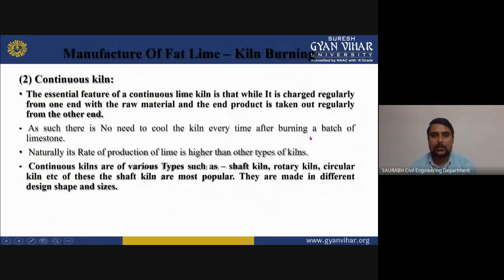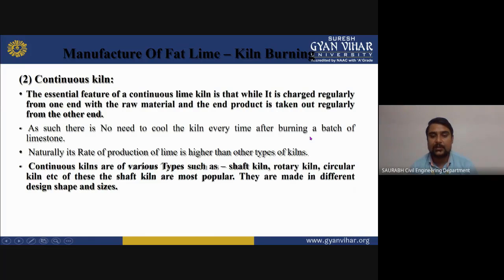Now come to the continuous kiln. The essential feature of a continuous lime kiln is that it is charged regularly from one end with the raw material, and the end product is taken out regularly from the other end. As such, there is no need of cooling the kiln every time after burning a batch of limestone. Naturally, its rate of production of lime is higher than other types of kiln.